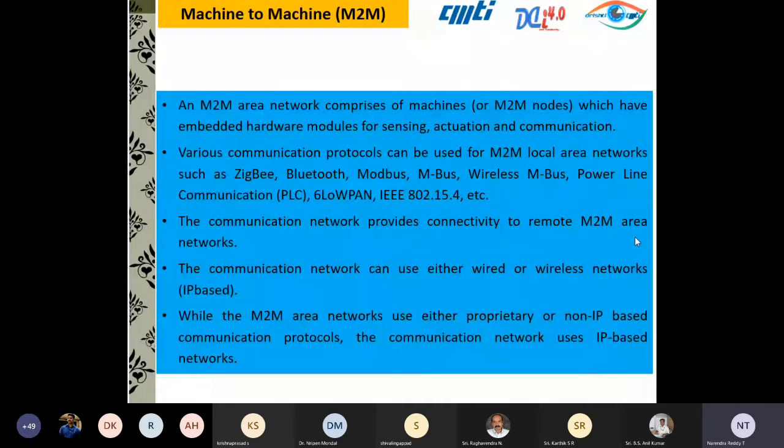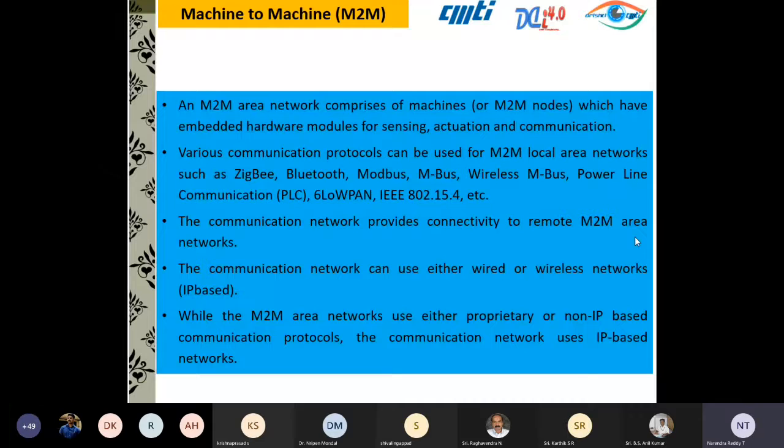Still, I am explaining what this M2M is. M2M, as I said, is a network of machines which has embedded hardware for sensing, actuation, and communication. And when we say M2M connectivity, there are some communication protocols used in M2M local area networks. What are those? Zigbee, Bluetooth, Modbus, powerline communication, low power wireless communication. As I mentioned, with Bluetooth, for example, they can communicate only over a very limited distance. But today we are talking of across the world, we need to access the data over the internet.